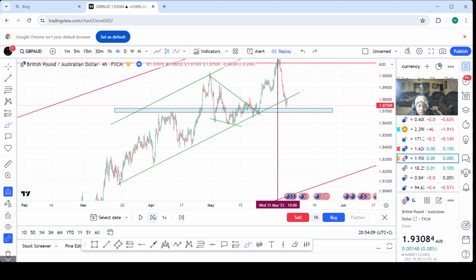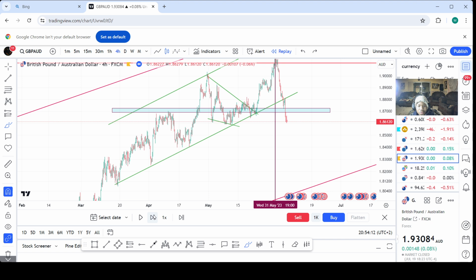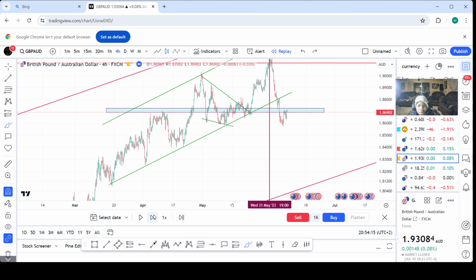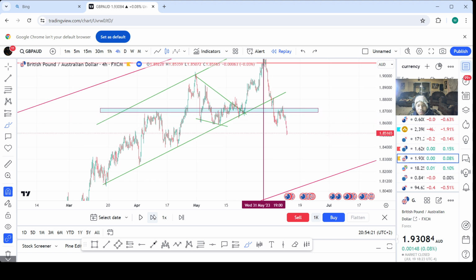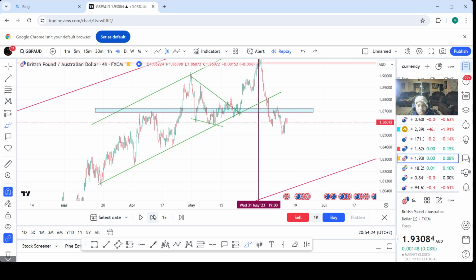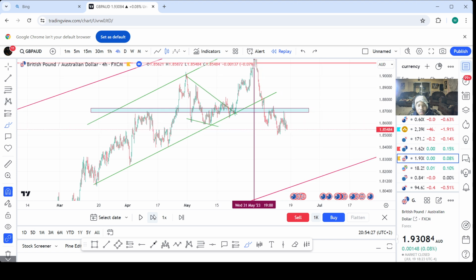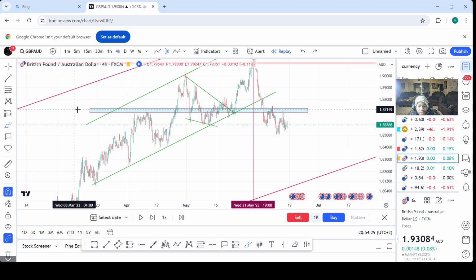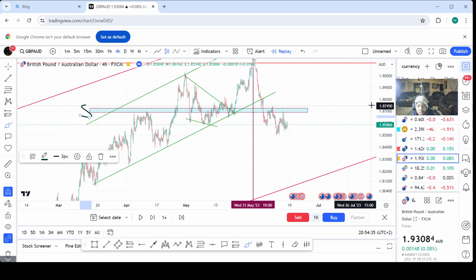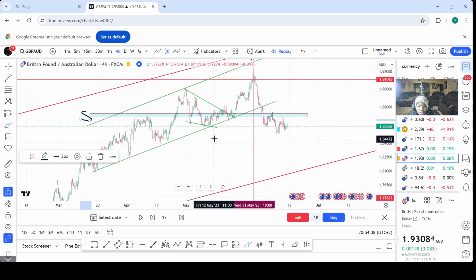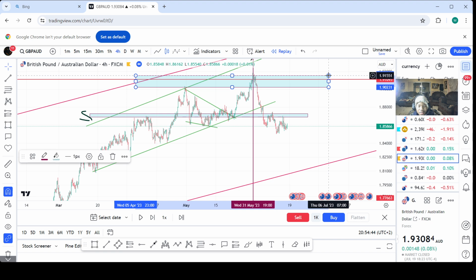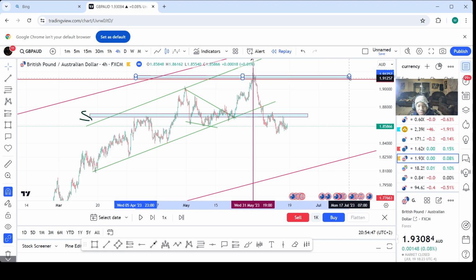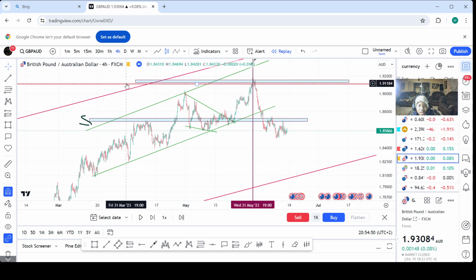As you can see, it's going back to this zone over here. It's breaking the zone. Okay, we need more data. There we go. This is literally our support. Keep in mind that this is our support until the market breaks and continues downwards. So this is our support and this is our resistance right here.